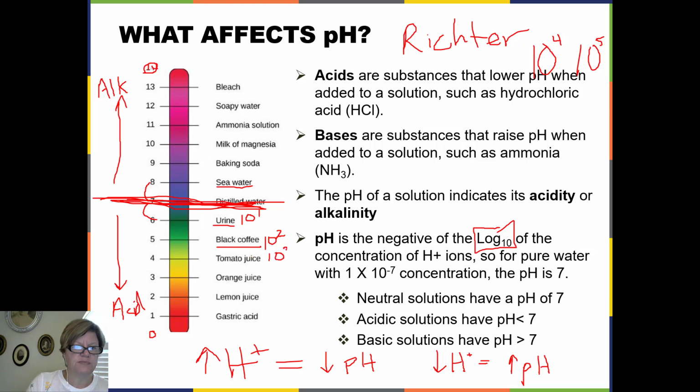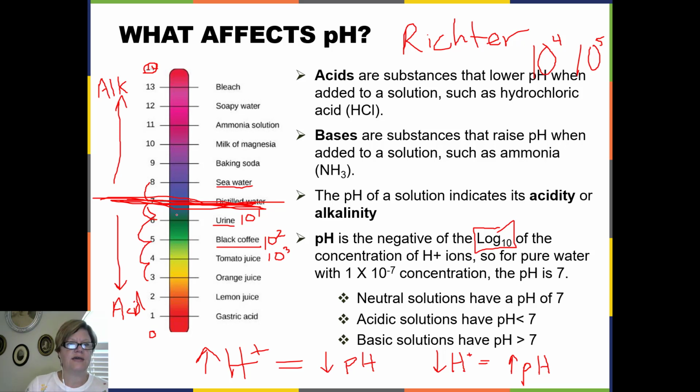So however many spaces you have to go when you're comparing to water, that number is an exponent of 10 in terms of how many times more acidic or how many times more basic something is than water. And being more acidic means having more hydrogen ions, and being more alkaline means having fewer hydrogen ions.